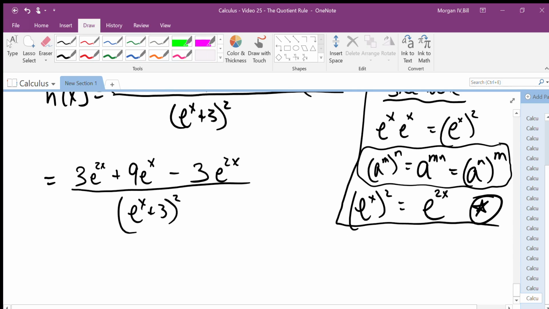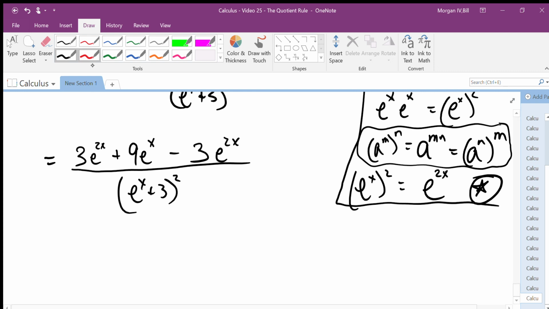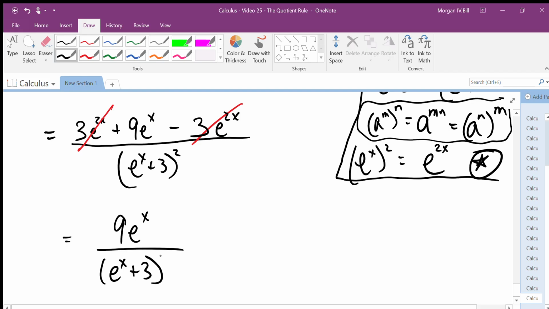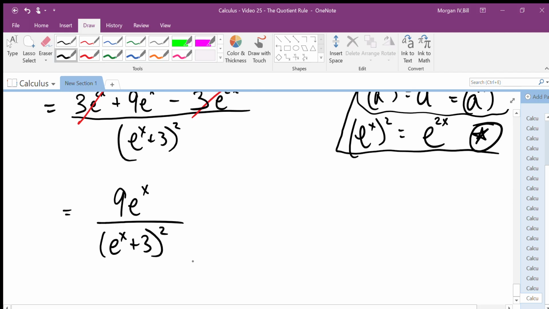Now we see that 3e to the 2x, the first term, minus 3e to the 2x, the last term, cancel out, leaving us with 9e to the x divided by e to the x plus 3 squared. And that is h prime of x.